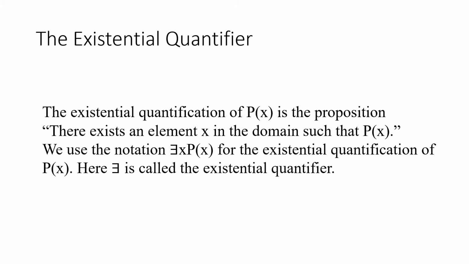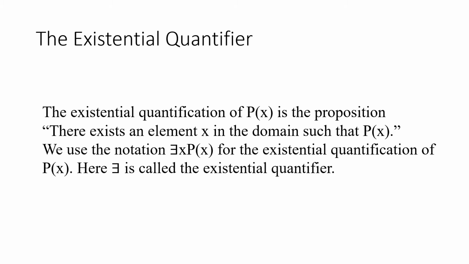Besides the phrase there exists, we can also express existential quantification in many other ways, such as by using the words for some, or for at least one, or there is. The existential quantification there exists x p of x is read as there exists x such that p of x, or there is at least one x such that p of x, or for some x p of x.